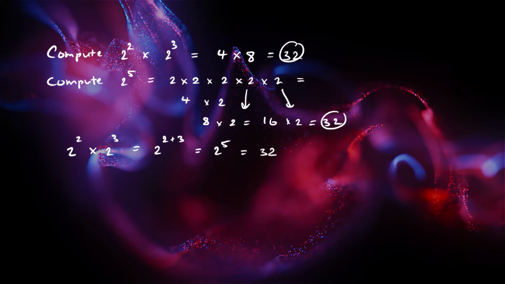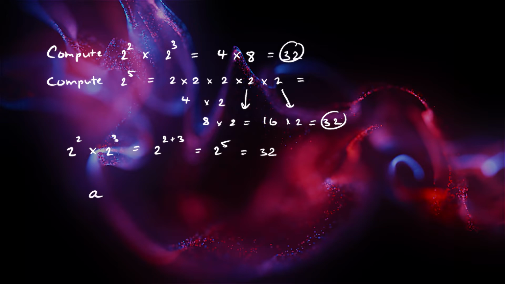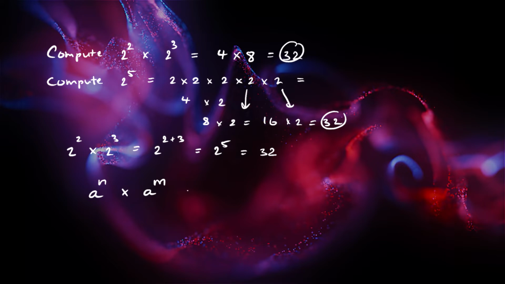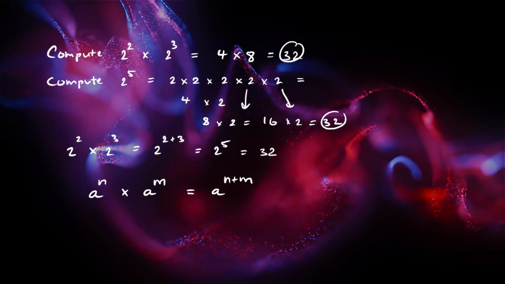And so for any base a, the product rule is that any base a raised to the power of n multiplied by a to the power of m is the same as a to the power of n plus m. So this is a neat trick that we've been using, I think even in the level 1 MCAT. So let's give it a go.